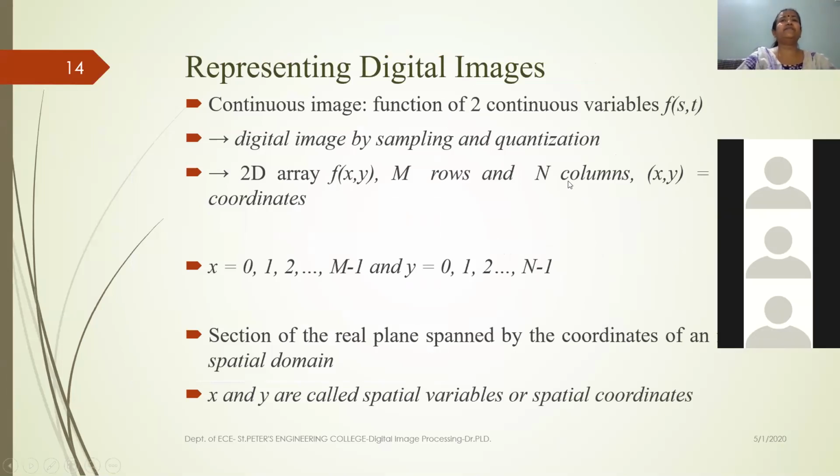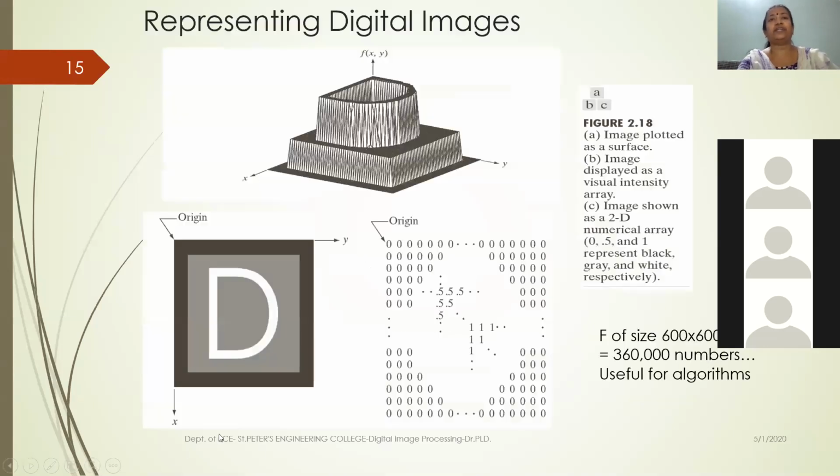Now, representing a digital image, we already came across the two-dimensional array f of x, y. We are representing that the image consists of M rows and N columns. That is the spatial locations x comma y, where x is equal to 0 to M minus 1 and y is equal to 0 to N minus 1. M rows, N columns. So a section of the real plane spanned by the spatial coordinates x, y. x and y are spatial variables or spatial coordinates.